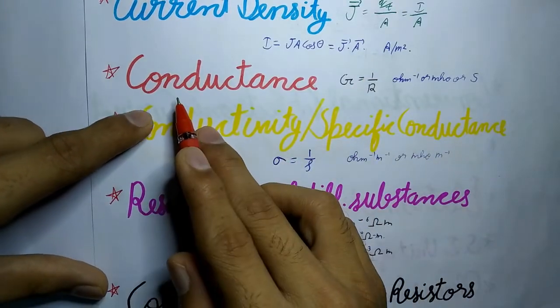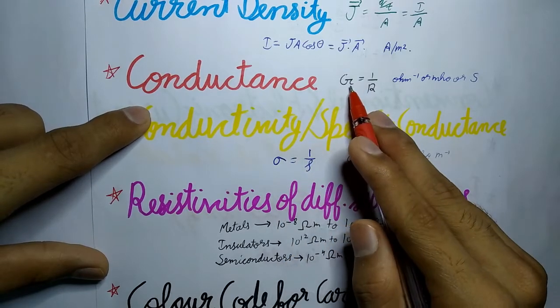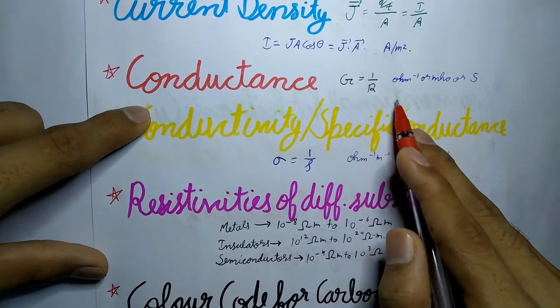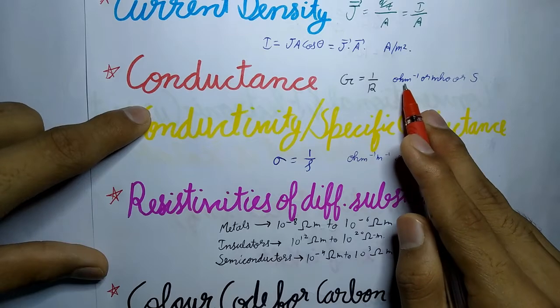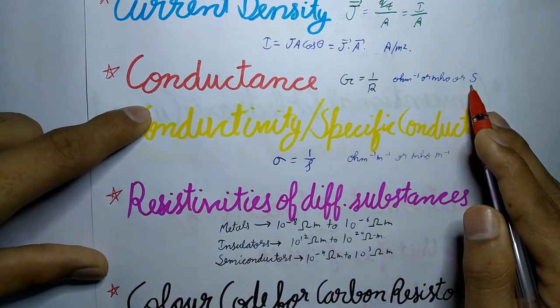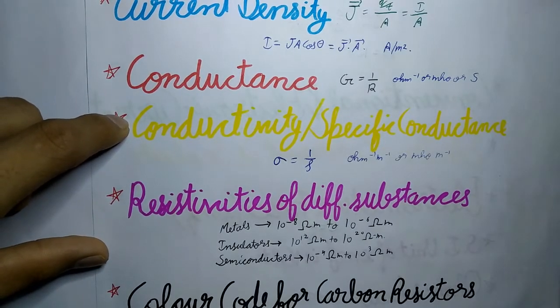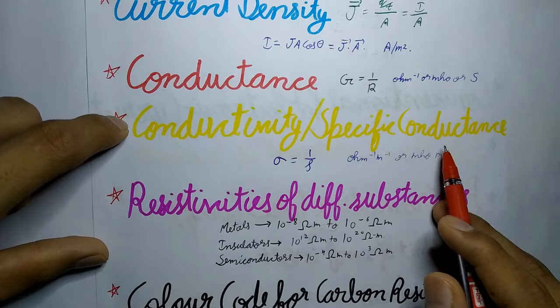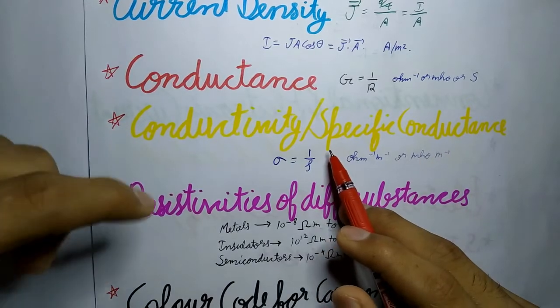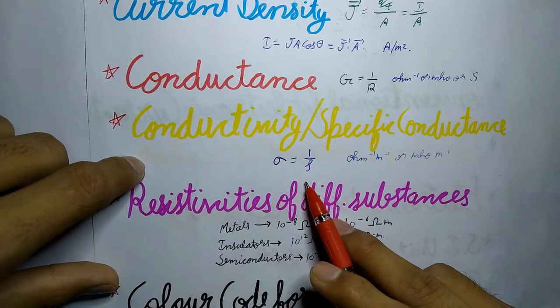Now next is conductance. It is the reciprocal of resistance. So conductance is equal to 1 upon resistance, and its unit is ohm inverse or mho, or this capital S known as Siemens. Now next is conductivity or specific conductance. So it is the reciprocal of resistivity. So conductivity is equal to 1 upon rho.